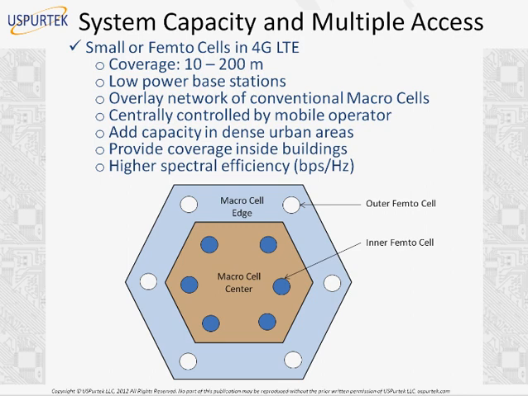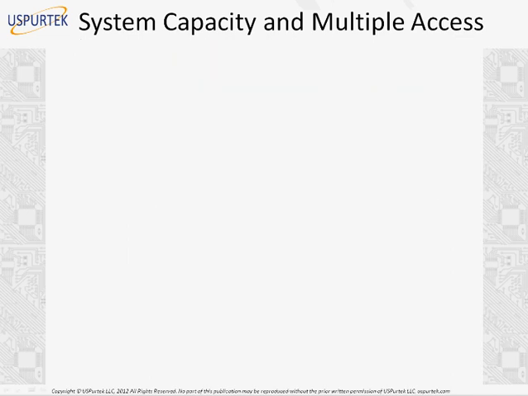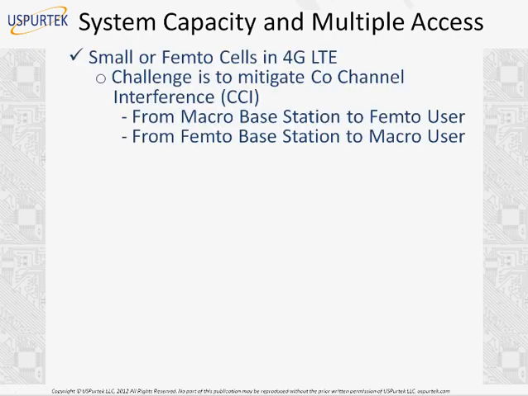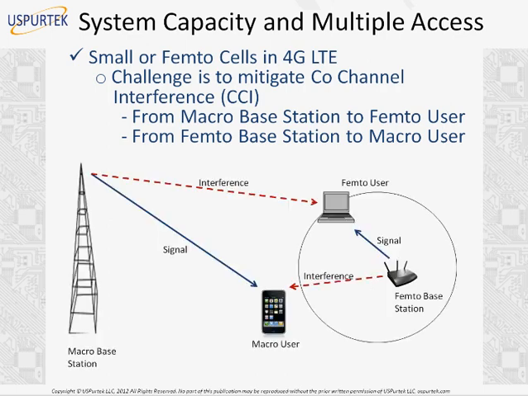Okay, so this helps us add capacity in dense urban areas, provides coverage inside the buildings, and higher spectral efficiency. Bits per second per hertz will be very high because we are serving so many users within the same spectrum. If we add spectrum, then our spectral efficiency will fall down. So see, the idea is that we are not buying more spectrum. We are just adding more users within the same spectrum. Well, wait for MIMO to come in. We'll talk about that too. Okay, so let's see what are the issues involved here when we do.